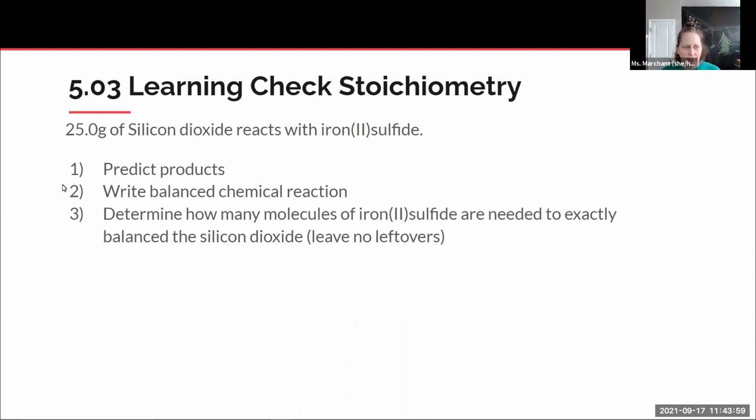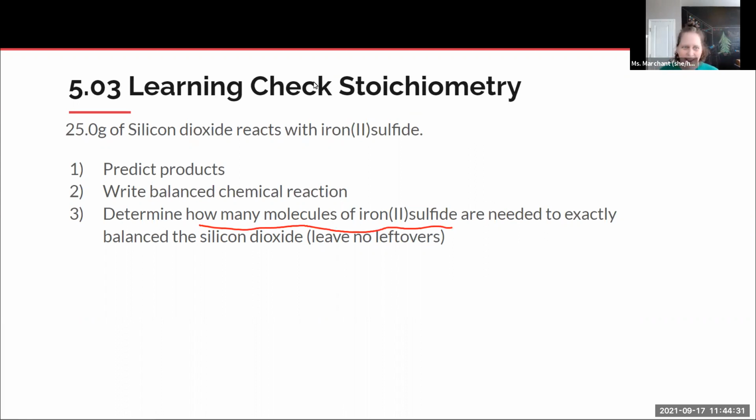Okay. For this one, you're going to have to do all three steps here. Predict the products, write the balanced chemical reaction, and determine how many molecules of iron 2 sulfide you get from the reaction of 25.0 grams of silicon dioxide reacting with iron 2 sulfide. So that just means stoich. You're stoiching from grams of silicon dioxide to molecules of iron 2 sulfide. So there's your hint. Go ahead and pause.